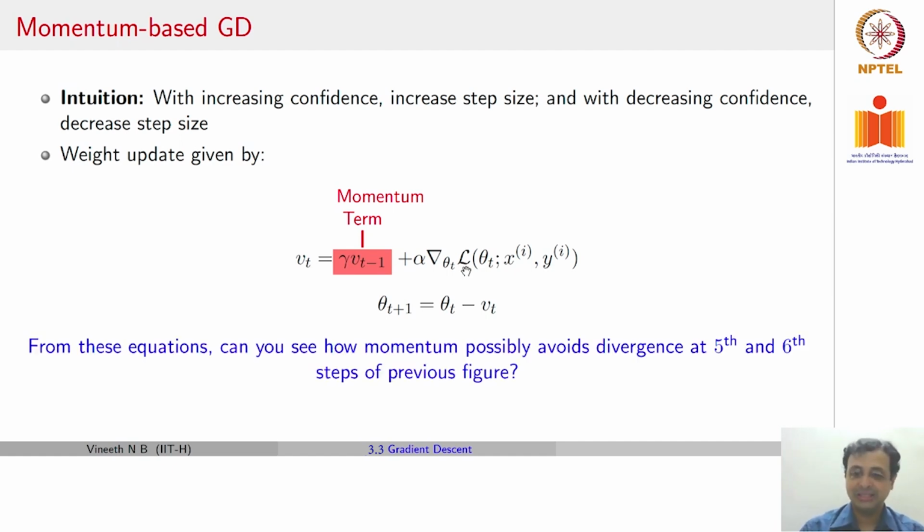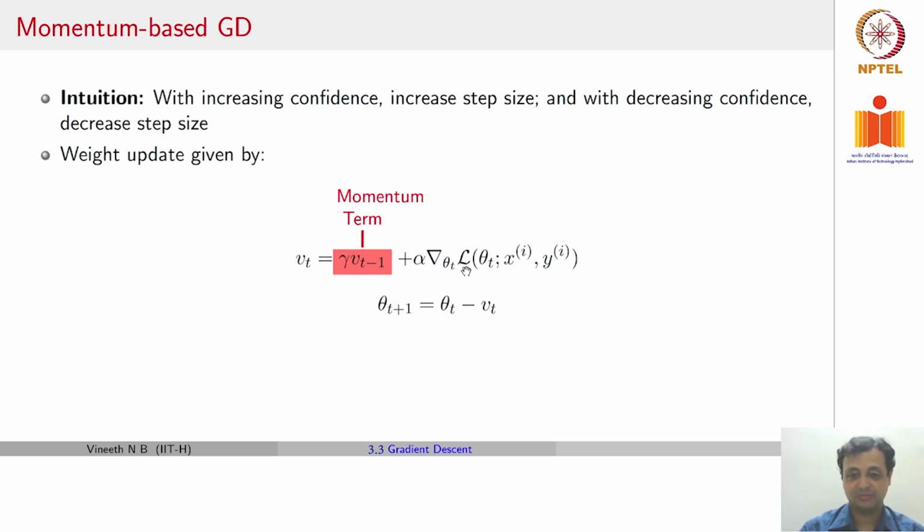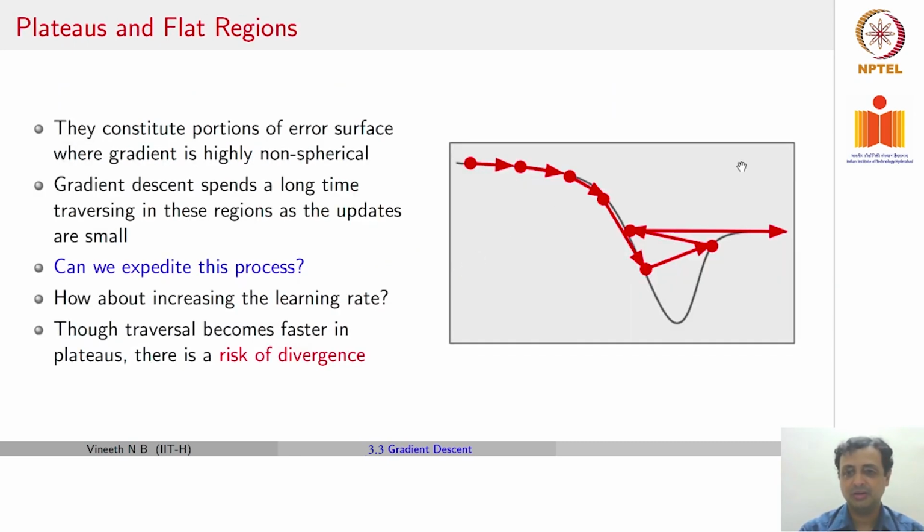Now you can probably see how momentum can avoid divergence in the previous figure. Let's go back to the previous figure here. So can momentum avoid divergence here? Let's see. In this particular case, you would have got the gradient to be something like this. The previous gradient was something like that. And the combination of the gradients would have taken you in a direction which was directly close to the minimum.